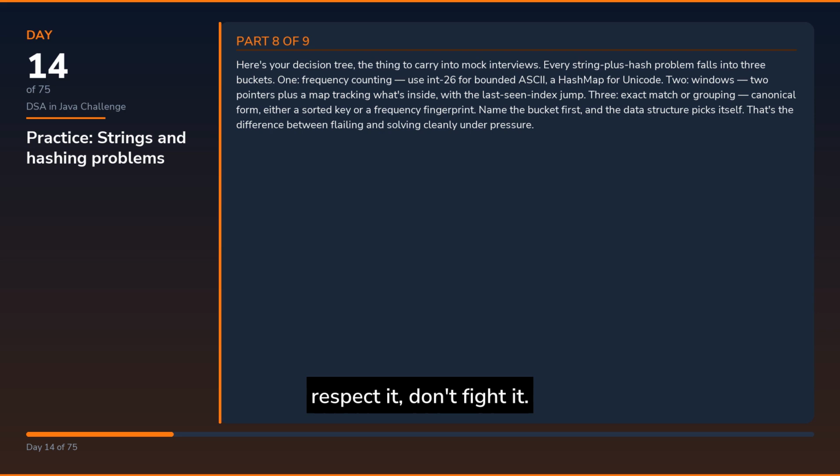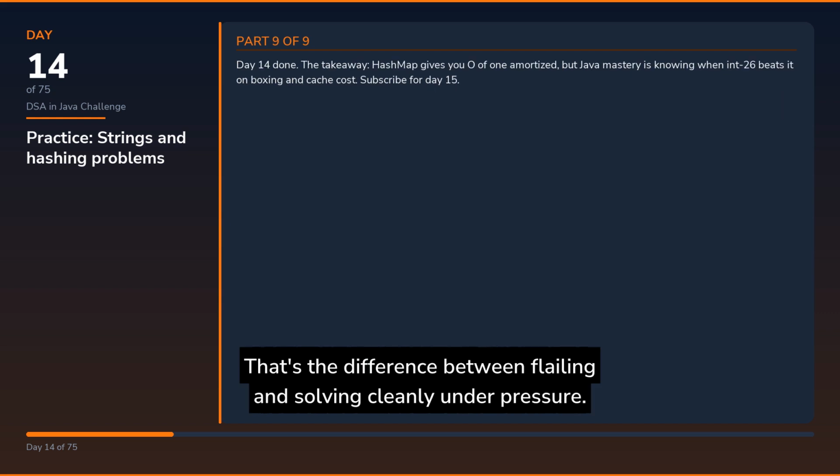Day 14 done. The takeaway: hashmap gives you O(1) amortized, but Java mastery is knowing when int[26] beats it on boxing and cache cost.